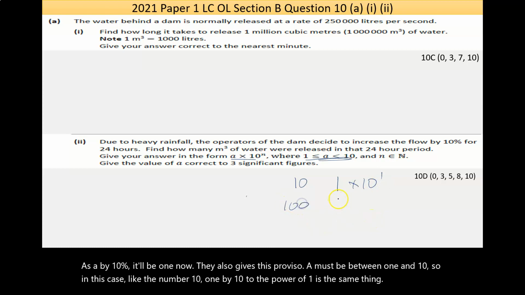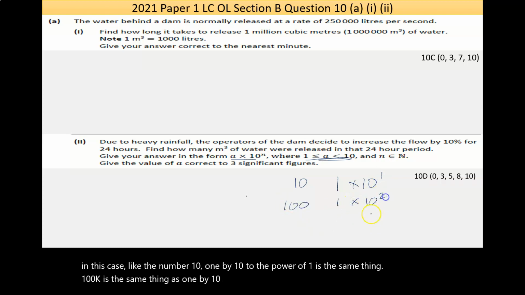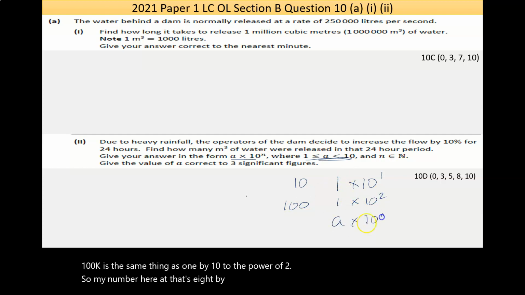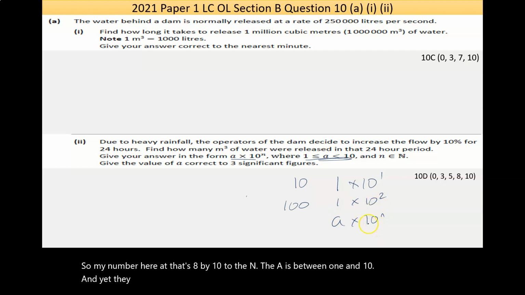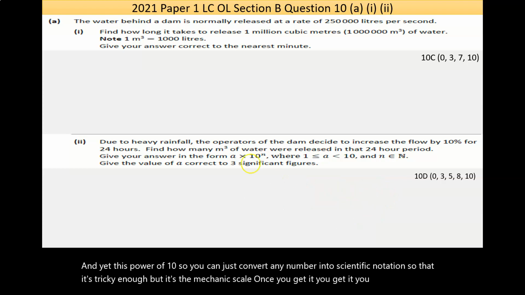100 is the same thing as 1 by 10 to the power of 2. So my number here, that's a by 10 to the n. The a is between 1 and 10, and it's to the power of 10. So you can convert any number into scientific notation. It's tricky enough, but it's like any skill. Once you get it, you have it.